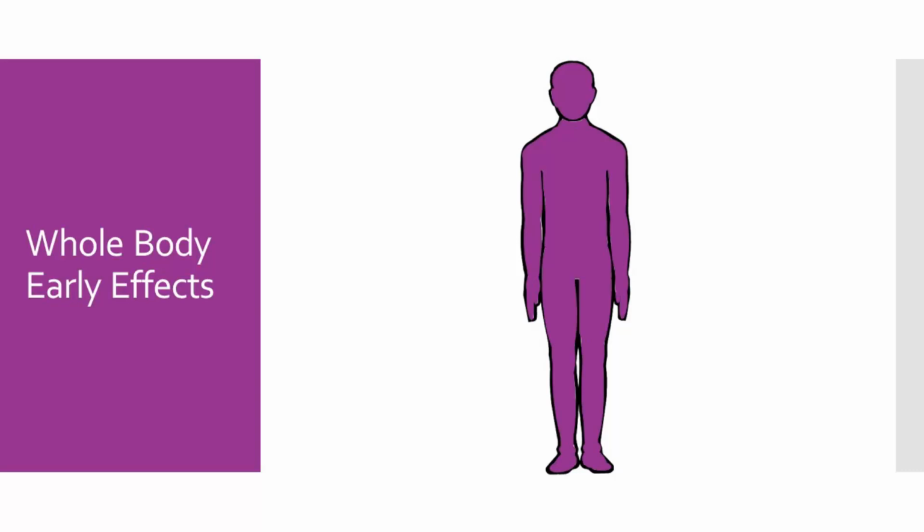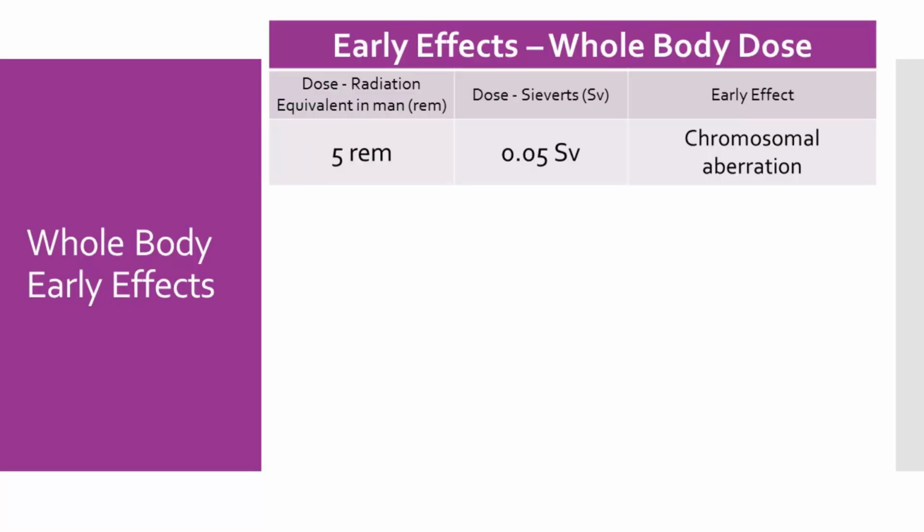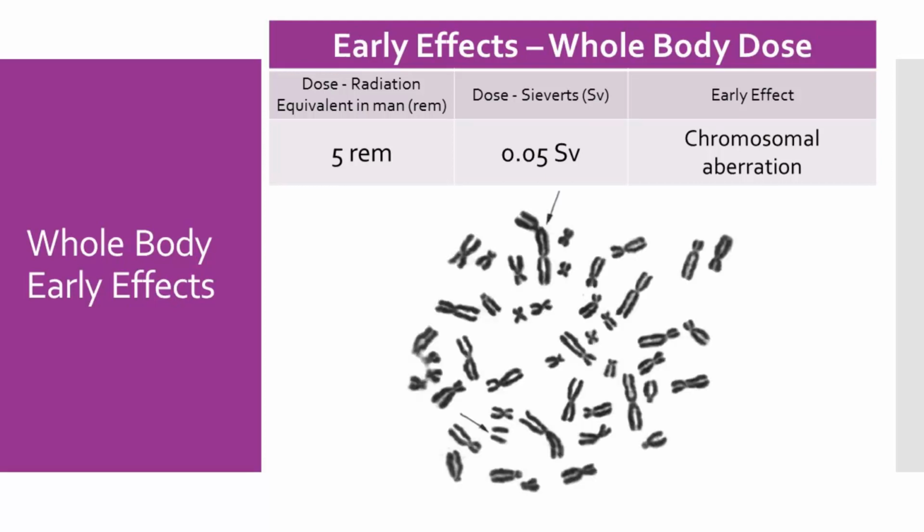90% of the damage occurring to somatic cells will repair itself over time. The remaining 10% is cumulative. As I mentioned a few moments ago, deterministic or early effects of radiation are seen after a threshold is met. For whole body radiation, the threshold for an early effect to be observed is 5 rem or 0.05 sieverts. At this dose, chromosomal aberrations or mutations are seen.